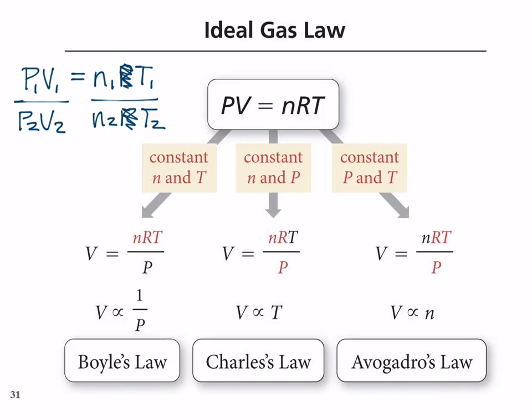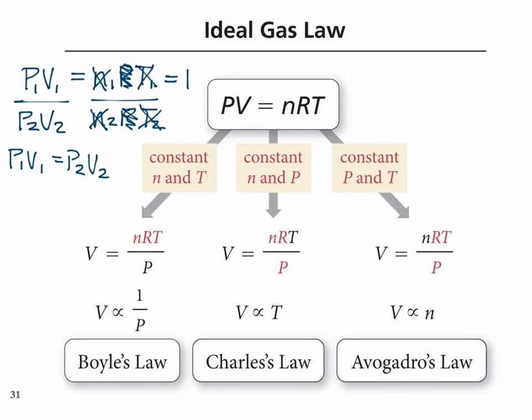What if we just have pressure and volume changing, and the amount of gas is constant? If the amount of gas is constant, then N1 is equal to N2, and those cancel out. If the temperature is constant, the temperatures cancel out because T1 is equal to T2. Now what's the right side of this equal to? It's equal to 1. If we cross multiply, we get P1V1 equals P2V2. And there's Boyle's law.